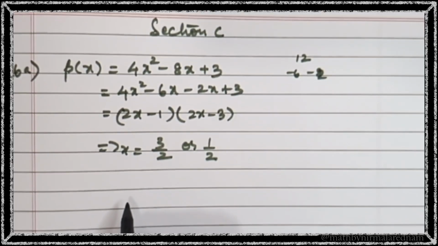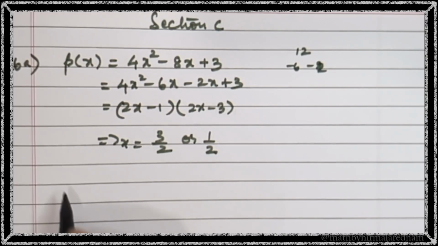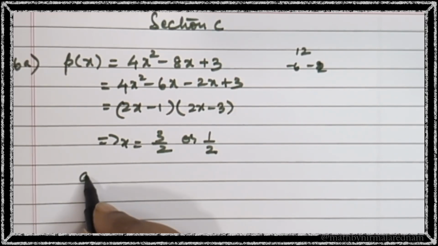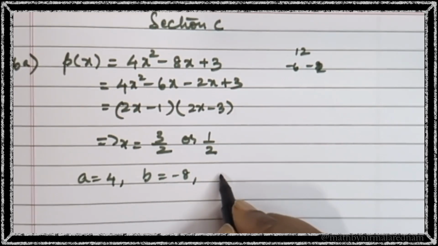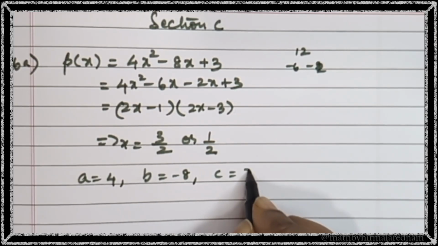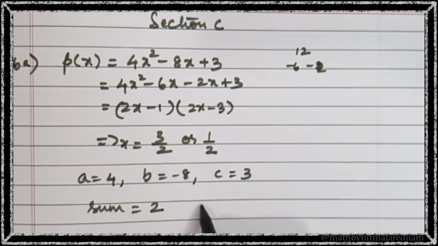These are the zeros. Now the second part is verify the relation between coefficients and the roots. You know that a equal to 4 in the standard form, b is equal to -8 from the given polynomial, and c is equal to 3, right? So I know that sum of the roots is minus b by a, which is 2, and product of the roots is c by a, which is 3 by 4, right?